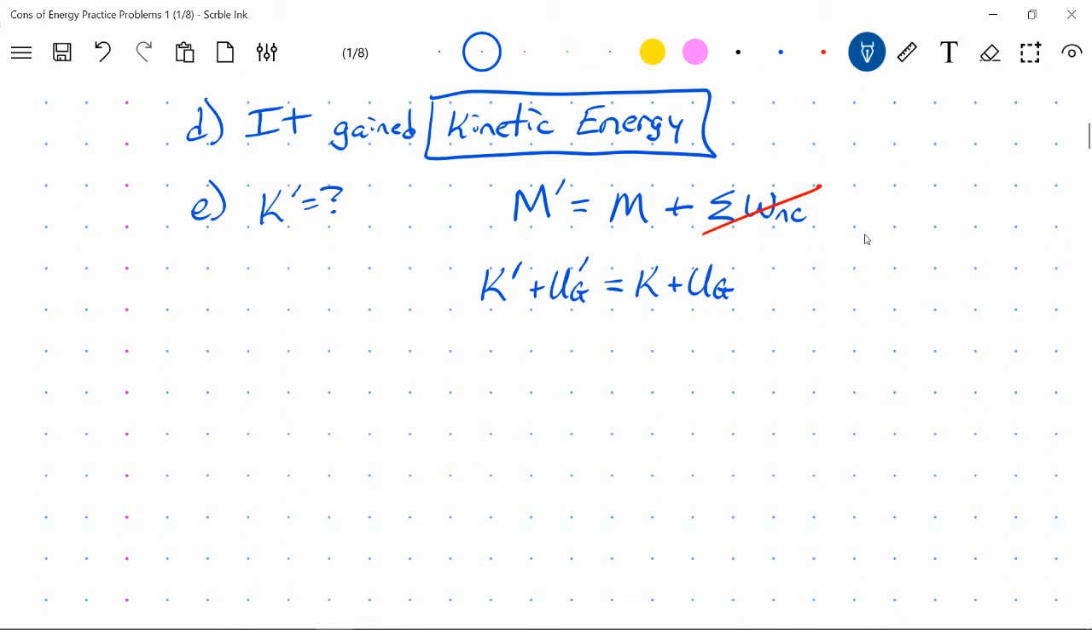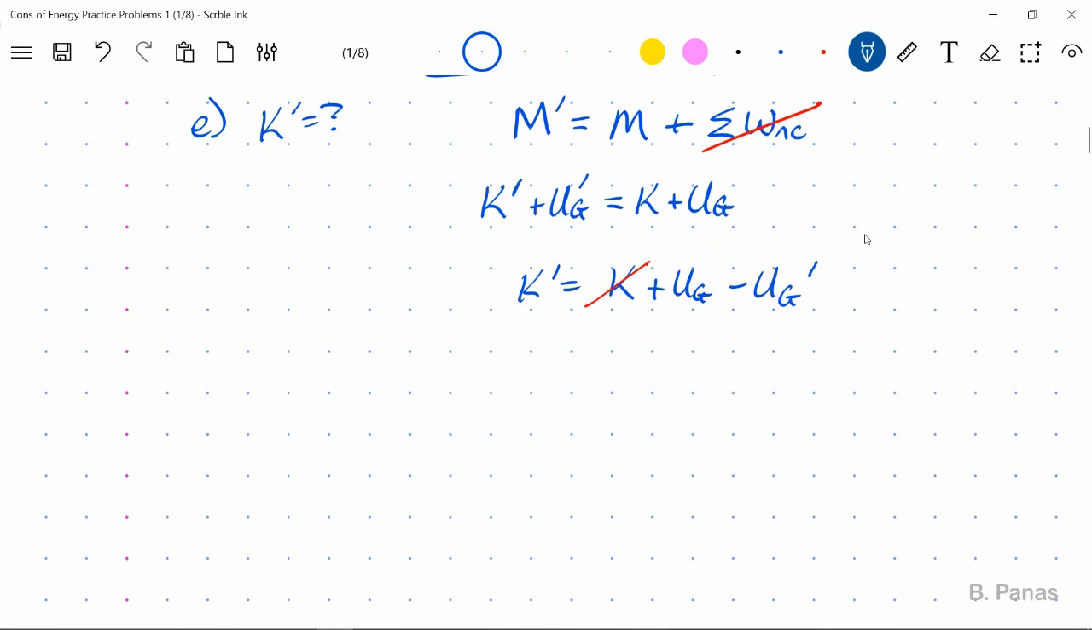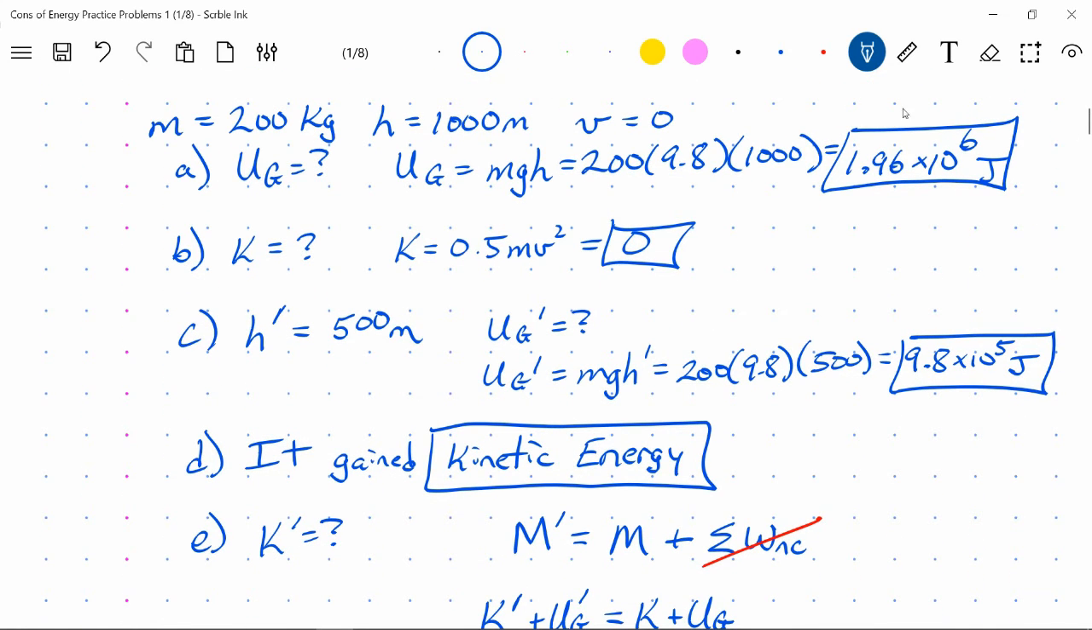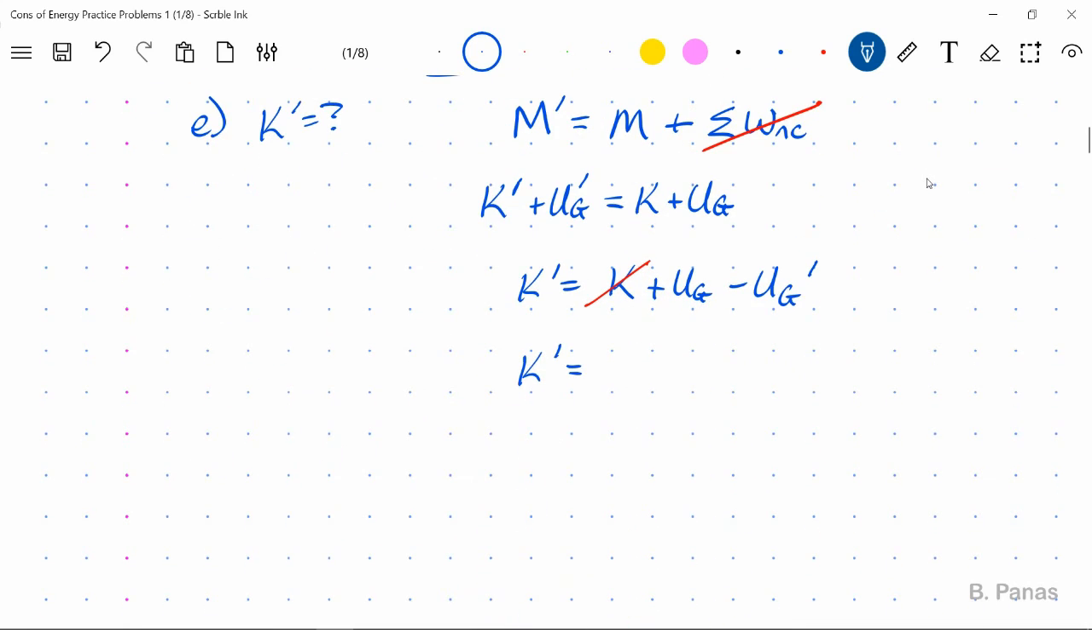And as you can see, I know 3 out of 4 of these things. The kinetic energy we end with is the kinetic energy we started with plus the gravitational potential energy minus the gravitational potential energy that we ended up with. I might as well make my life a little easier by saying that the kinetic energy itself was 0, so no point in dragging that any further. That means the kinetic energy that we have now is equal to the starting gravitational potential energy, which was my answer from part A, 1.96 million.